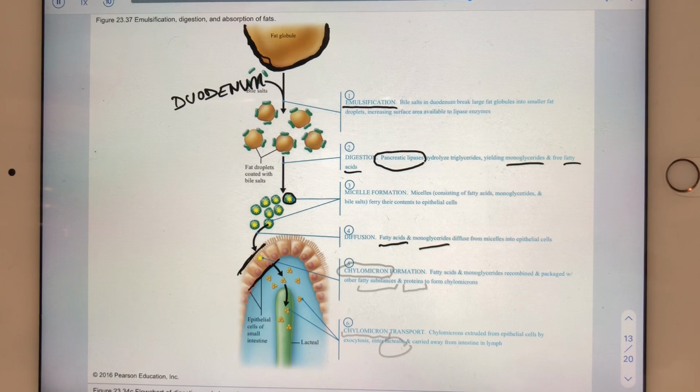And then within the epithelial cell, these monomers will form chylomicrons. And every time I see or say this word, I think of midi-chlorians, which is a Star Wars thing. But chylomicron is sort of a recombination. We're taking these monomers and repackaging them. We're repackaging them with other fatty substances as well as with proteins, okay? And it's as chylomicrons that fats are transported from epithelium all the way into lacteals. Okay, we're not going to send our lipids into the circulatory system, at least not yet.